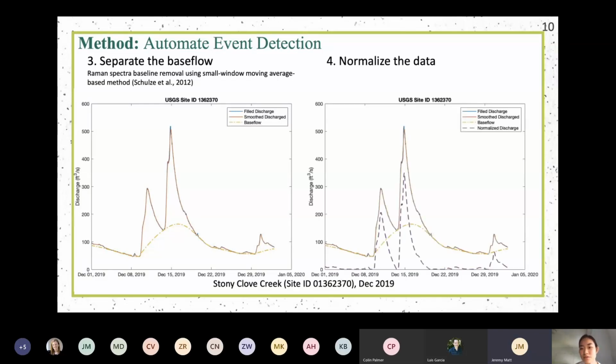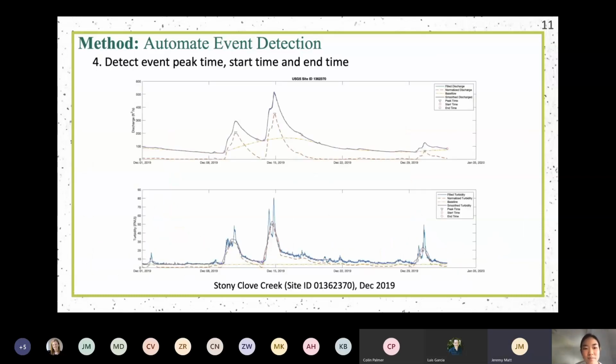The next step is to subtract the base flow from the smoothed discharge. That gives me the normalized discharge, as outlined in the purple dashed line. Then once I have my normalized data, I'm going to detect the peak. That gives me the peak time. From the peak time, I trace back to the start time of the event and also estimate the end time of the event. I apply the same algorithm to turbidity data.